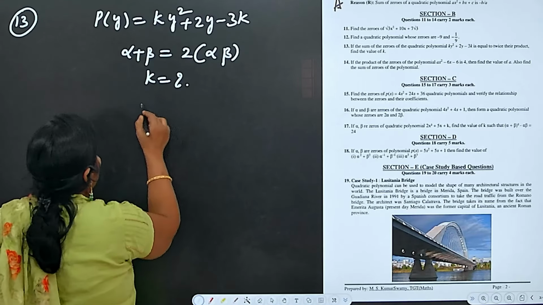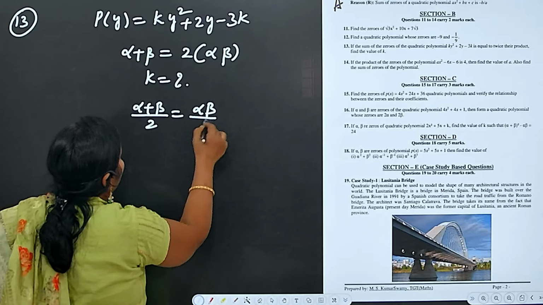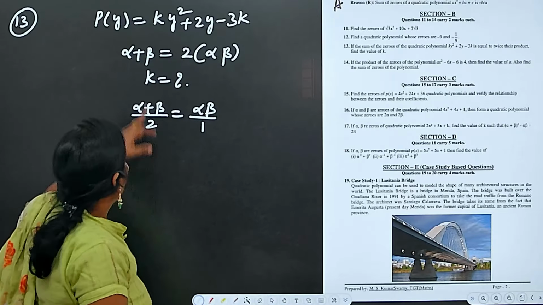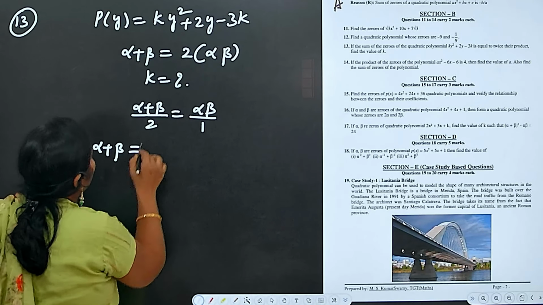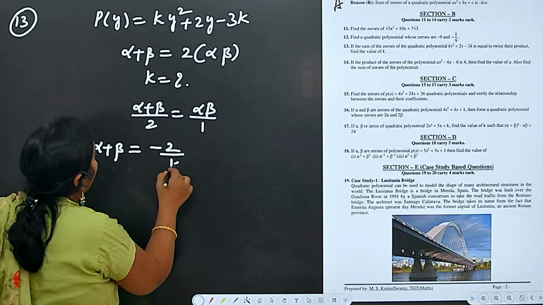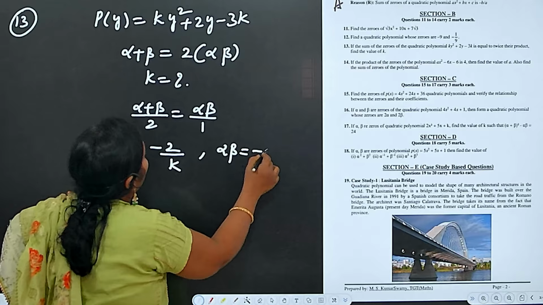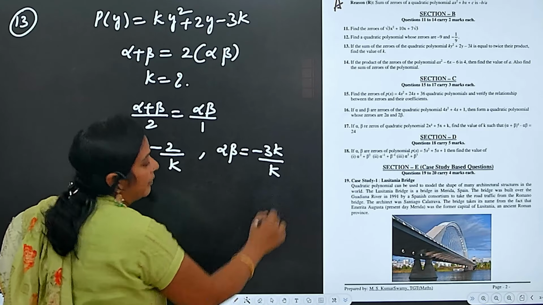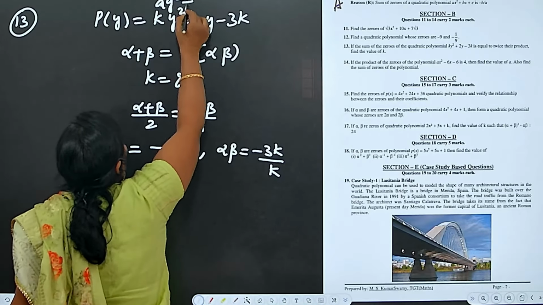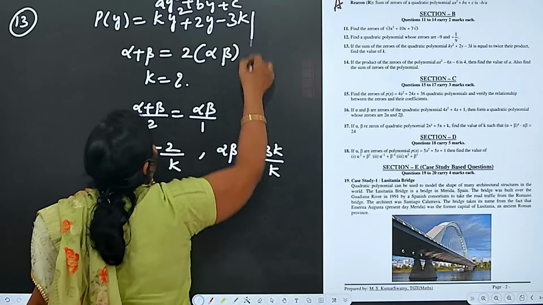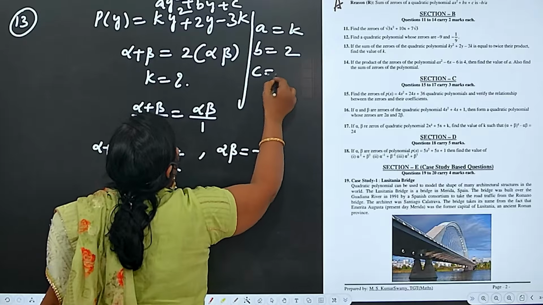Here from this, alpha plus beta over 2 equal to alpha beta by 1. From the polynomial, sum of the zeros alpha plus beta equal to minus b by a, minus 2 by k. Alpha beta equal to minus 3k by k. Here it is ay square plus by plus c. From this, a equal to k, b equal to 2, c equal to minus 3k.